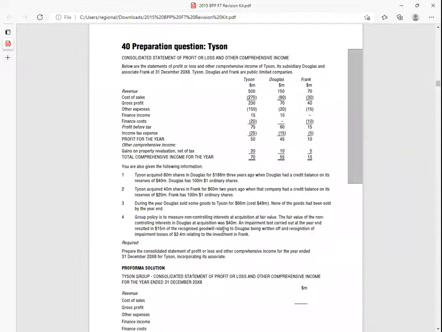An impairment test carried out at the year end resulted in 15 million of the recognized goodwill relating to Douglas being written off.